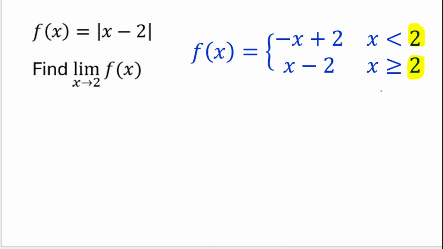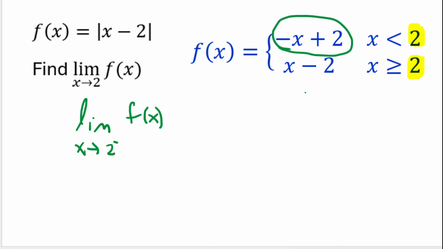In a piecewise function, when you're looking for the limit where the function rule differs, that's when you want to find left-hand and right-hand limits. So first let's find the left-hand limit of the function. I'm looking for the function rule that applies when x is less than 2, which would be this rule. What I'm looking at is a nice polynomial function, so I know that as x approaches 2 from the left, it'll approach the value of 2.